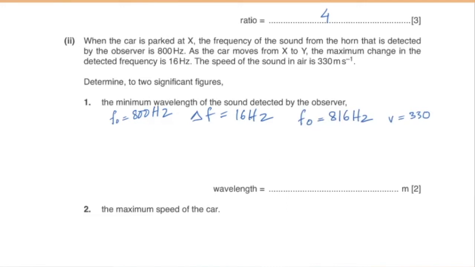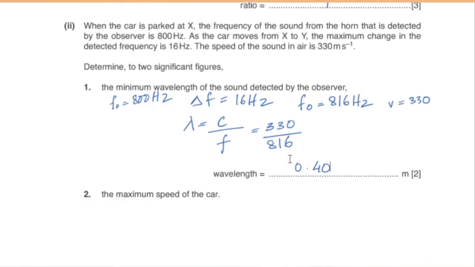So the minimum wavelength of the sound detected by the observer is equal to the speed of sound in air divided by the frequency of the sound. So 330 is the speed and 816 is the highest frequency that can be heard, which produces the minimum wavelength. So this is 0.40 meters. I did not take 800 Hz of frequency over here because relatively it will have a larger wavelength.